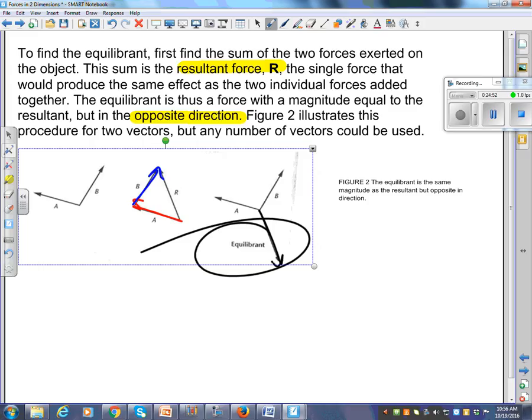So the letter E is for equilibrant. The equilibrant is equal to minus R. What does minus mean in vector world? Opposite direction. So all you have to do is add the vectors, find the resultant, and then flip it. You might write that down if you want for steps. Add the vectors, find the resultant, flip it.